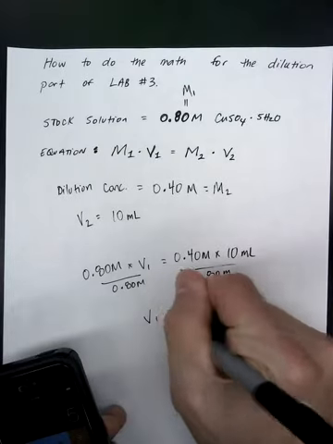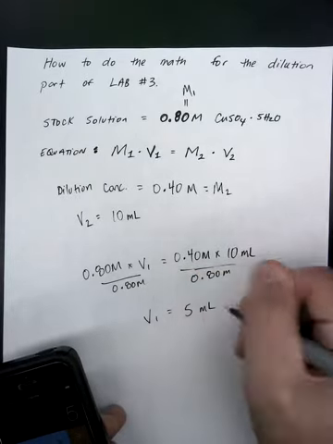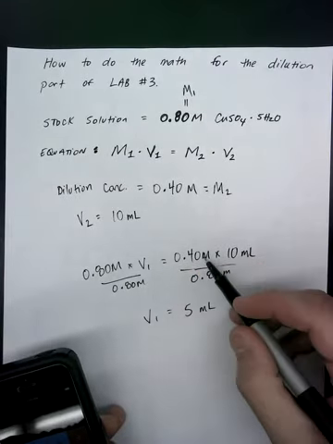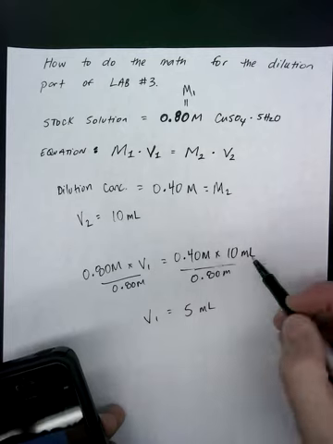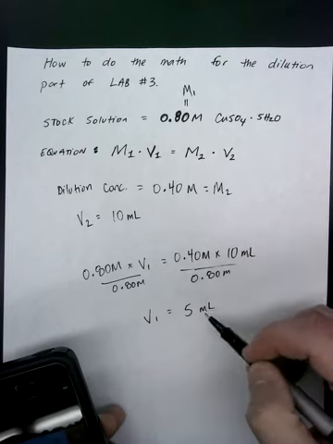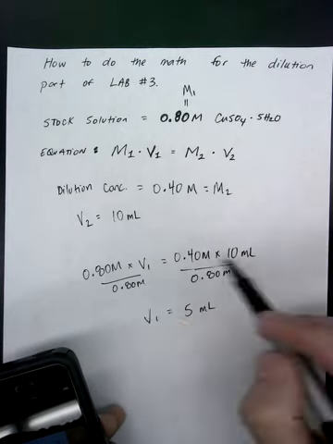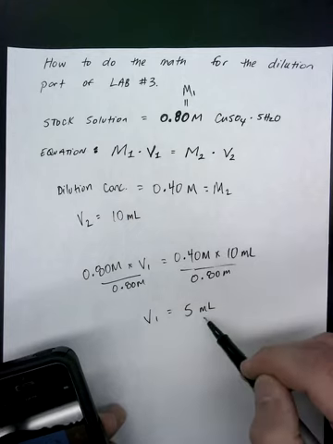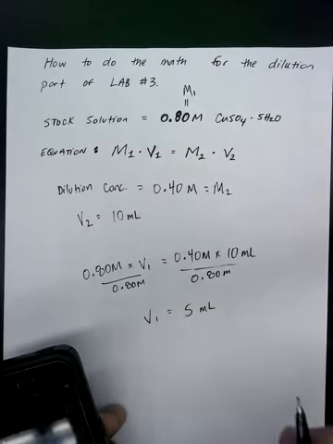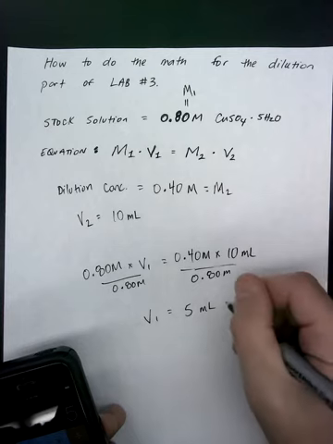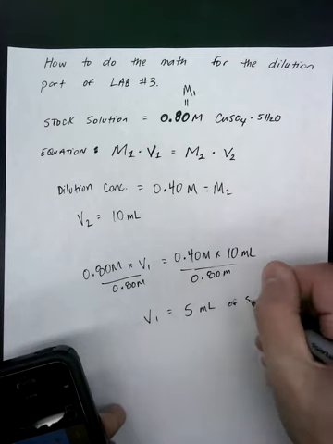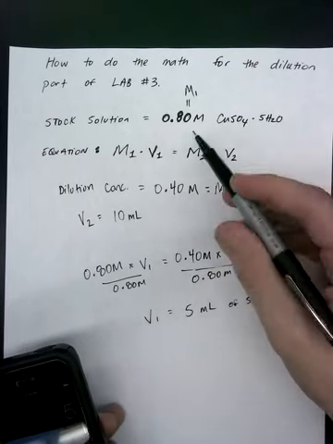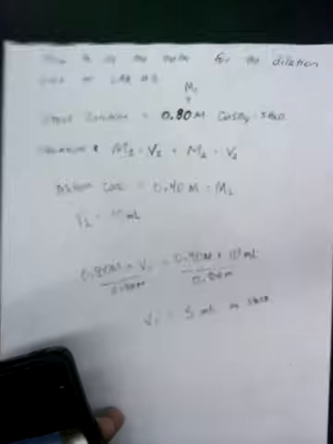V1 equals 5 milliliters. Now notice I kept this in milliliters when molarity really is moles per liter. You can do that. You don't have to convert to liters if both volumes are in milliliters. That's totally fine. You can convert to liters if you want. You'll get the same answer. So this is my V1, 5 milliliters of the 0.8 stock that I need.